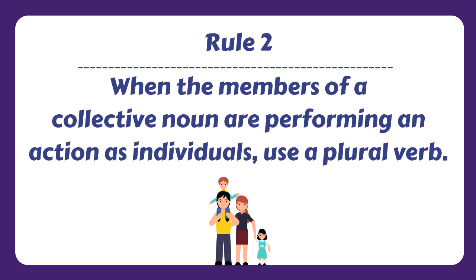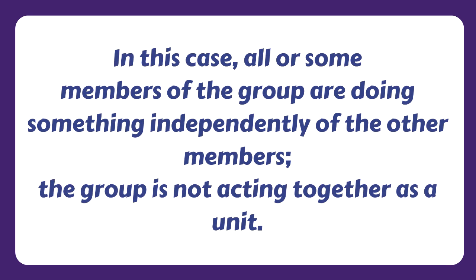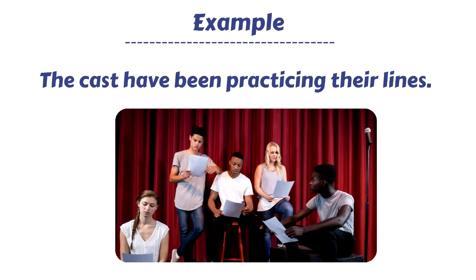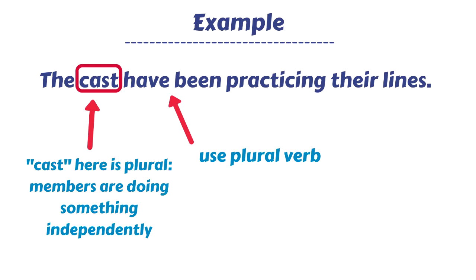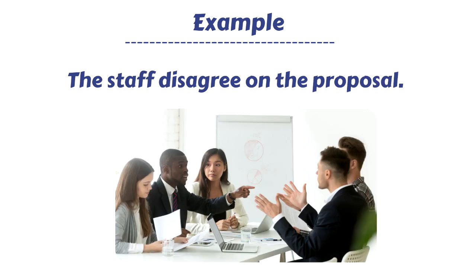When the members of a collective noun are performing an action as individuals, use a plural verb. In this case, all or some members of the group are doing something independently of the other members. The group is not acting together as a unit. Example: the cast have been practicing their lines. The staff disagree on the proposal.